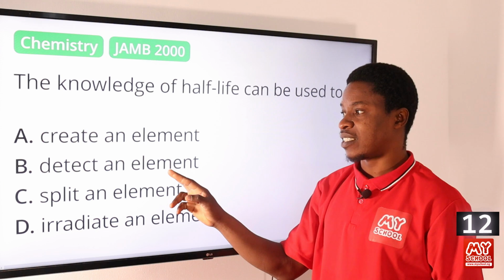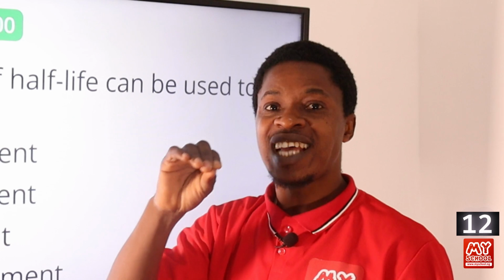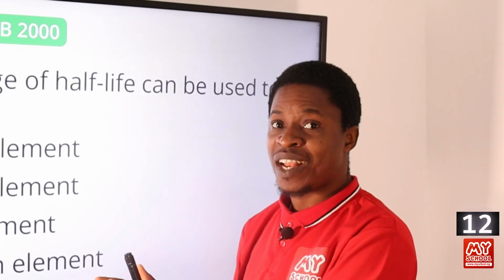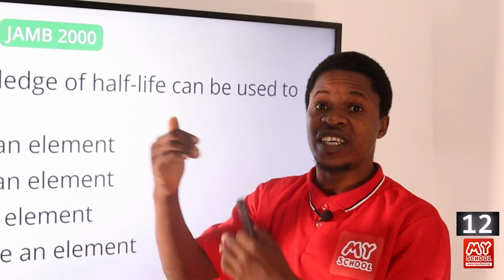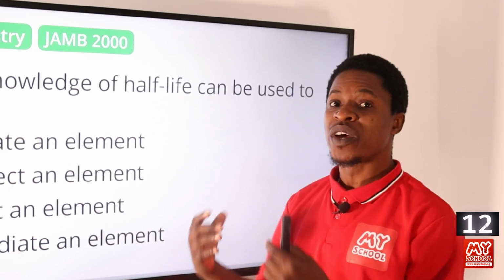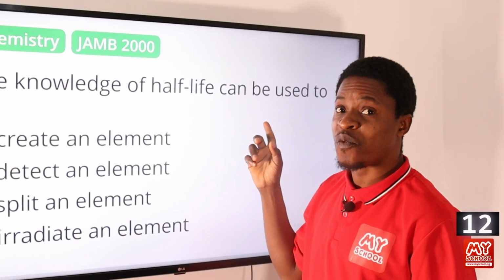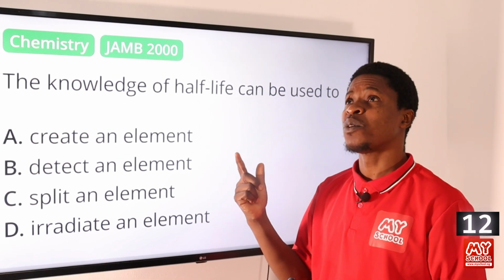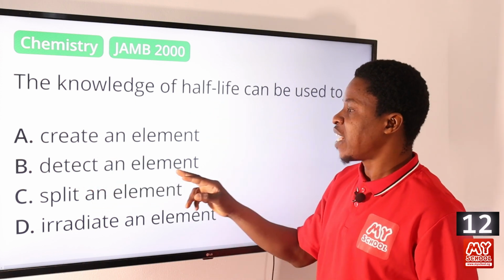Detecting an element, yes, it should, because the half-life of each element or substance is actually specific. Each element has its specific value for half-life. So let's assume uranium, let's say it has 1620 years before it decays. It is specific for it. No other element has that. So we can say, an element X has 1620 years for half-life, before it decays into half of that. We ask, which element has that? It is uranium. So we can detect an element. The knowledge of half-life can help us detect an element.